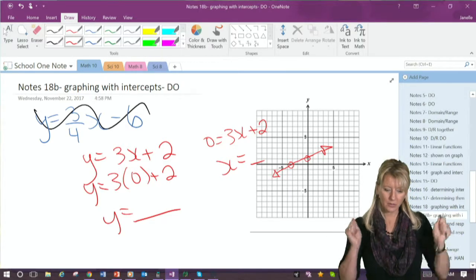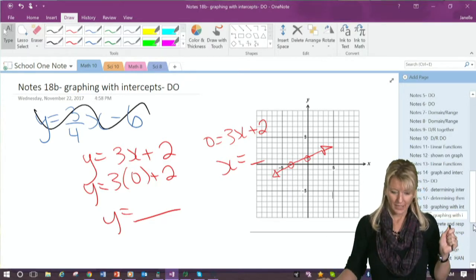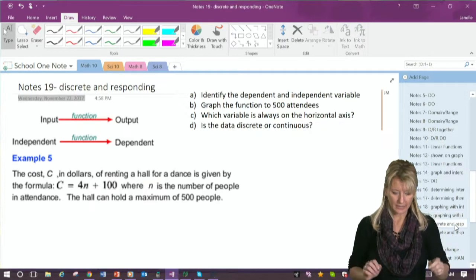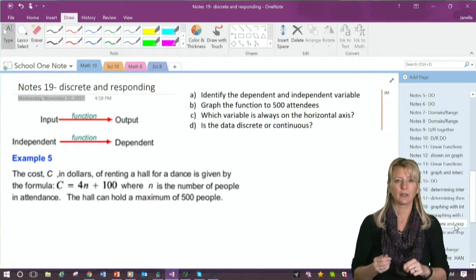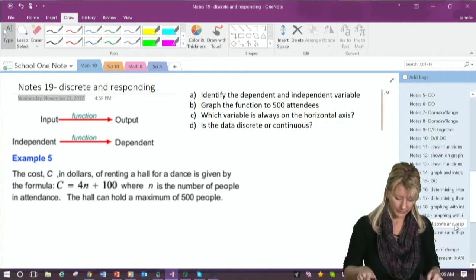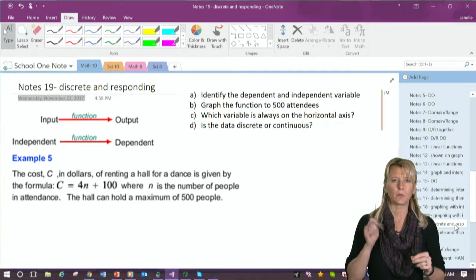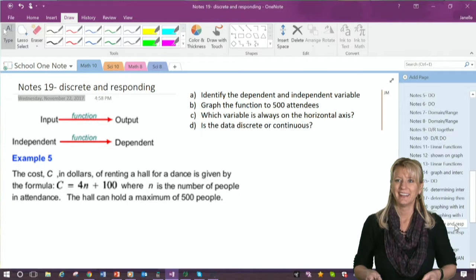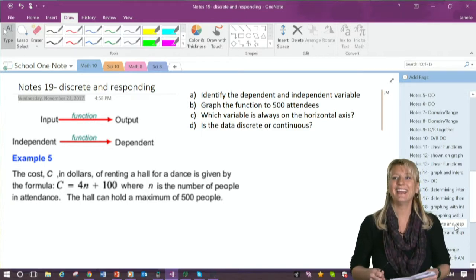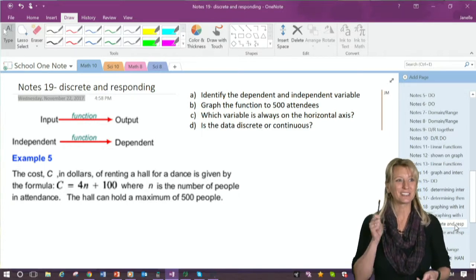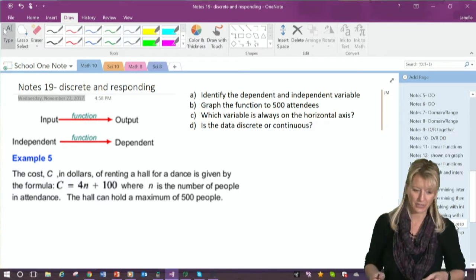Okay, so the last thing that we're going to look at today is something called discrete. We're not going to focus a ton on this, but I believe your homework has a question on it, just in case, so you can understand.